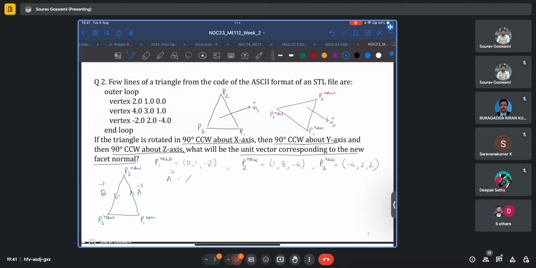A vector thus will be nothing but (1, 3, minus 4) minus (0, 1, minus 2), which will come out to be 1 minus 0 is 1, 3 minus 1 is 2, minus 4 plus 2 is minus 2, and B vector may be computed as P3 minus P2, so (minus 4, 2, 2) minus (1, 3, minus 4), so minus 4 minus 1 is minus 5, 2 minus 3 is minus 1, and 2 minus minus 4 is 6.